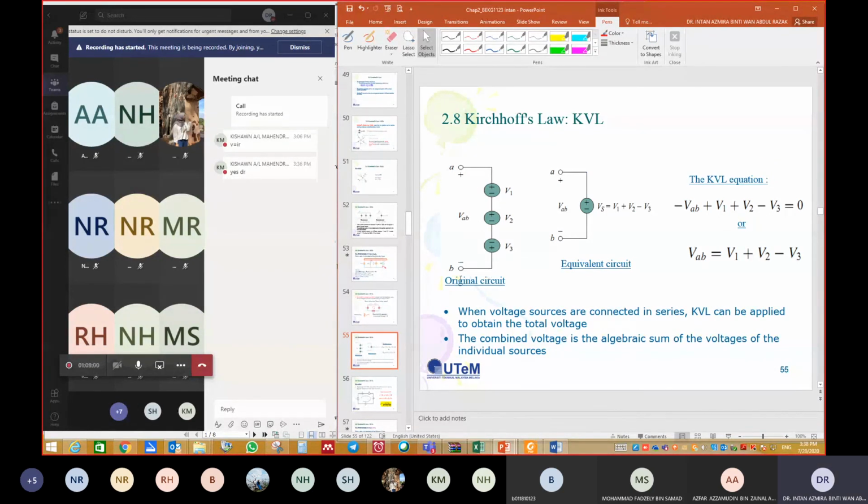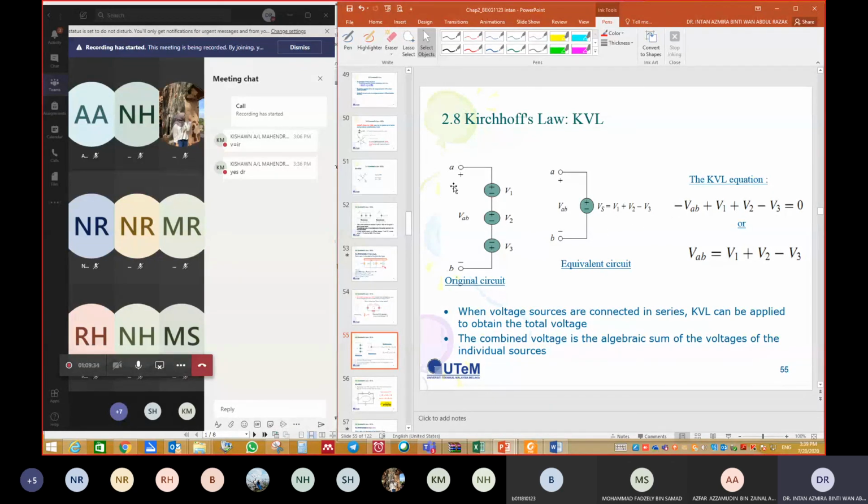This is the original circuit, this is the equivalent circuit. So we want to find VAB. VAB is the total voltage of V1, V2, V3. But you cannot just add them together, you must observe the notation or sign of the voltage source. If you look at this V1, V2 and V3, the signs are different: positive, negative, negative, positive, negative, positive, so you must beware.